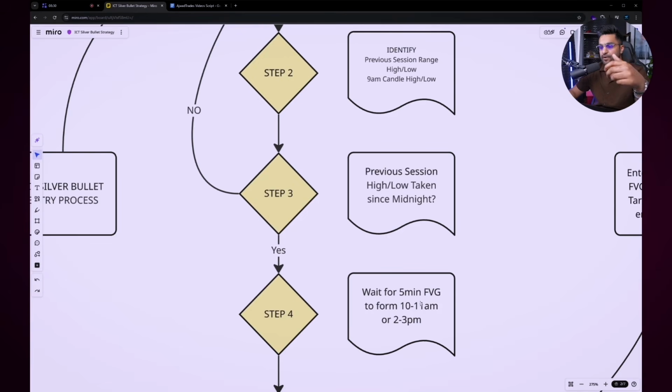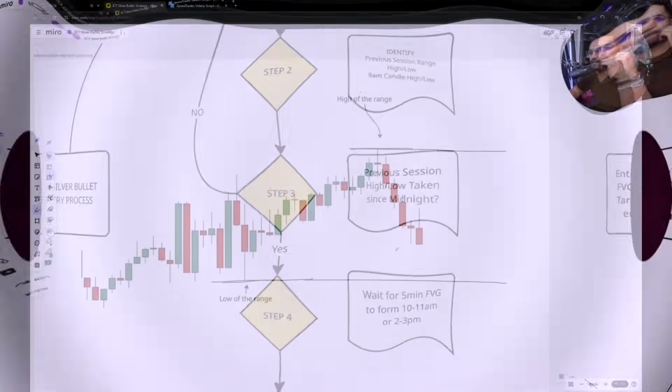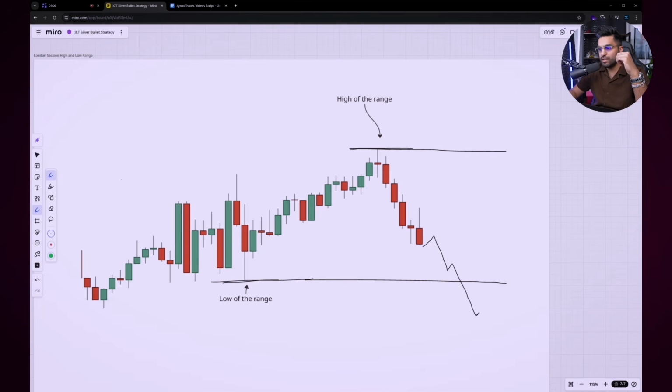Now, if that happened, what we are going to do is wait for a 5-minute fair value gap to form between 10 to 11 a.m. Eastern Standard Time or 2 to 3 p.m. Eastern Standard Time. Let's say that the market went down, it took out this low of the range between 4 a.m. to 6 a.m. It went back in, and now the window of 10 to 11 a.m. Eastern Standard Time has started, and there is a fair value gap here. That's what we need to wait for. We need to wait for a fair value gap to form between 10 to 11 a.m.